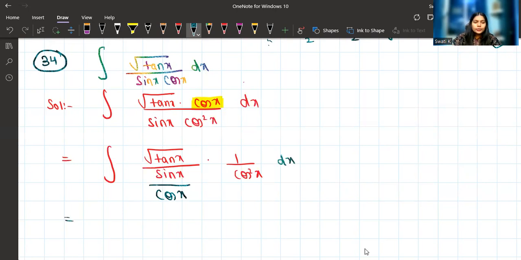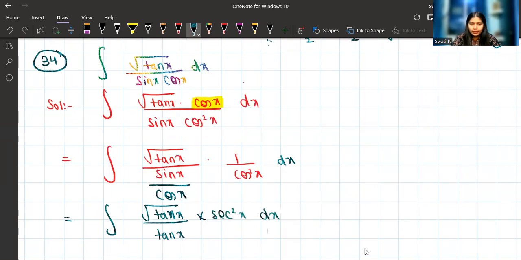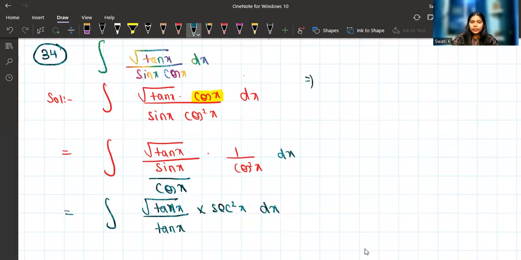And now this will become integration root tan x. So this is sin x upon cos x. We know that sin x upon cos x is tan x, so I can write down tan x. And then we know that 1 upon cos x is sec x, so 1 upon cos square x is sec square x. So this is sec square x dx. So I can write this as integration root over tan x times sec square x dx.